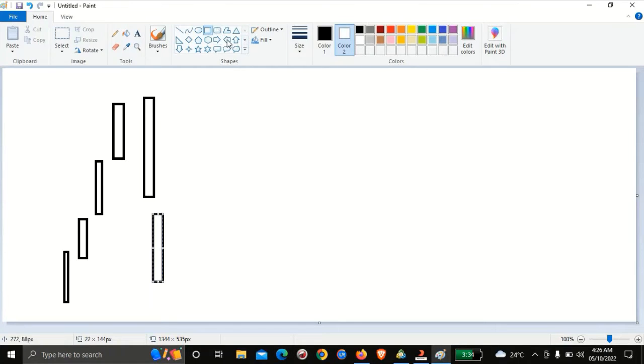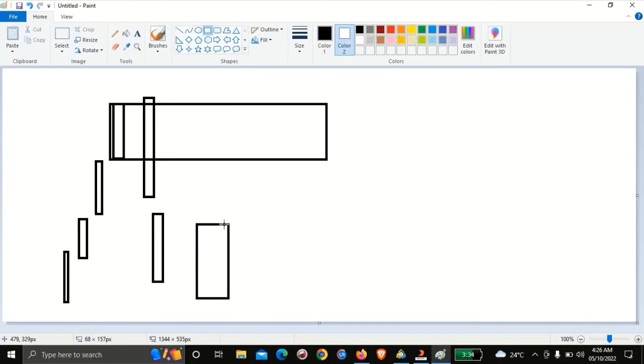So what you do, you just come here and you do something like this. In the future, market will still come back. Market will come back and respect this place. This area, this box you see here, is called our area of interest.